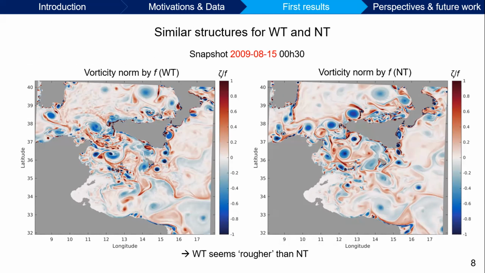What you can see is that we have similar structures between the two simulations, with large eddies and smaller ones. We have lots of fronts. But the one thing you can notice is that the vorticity has a rougher aspect in the with tide simulation. That is just the imprint of the internal tides on the structures.